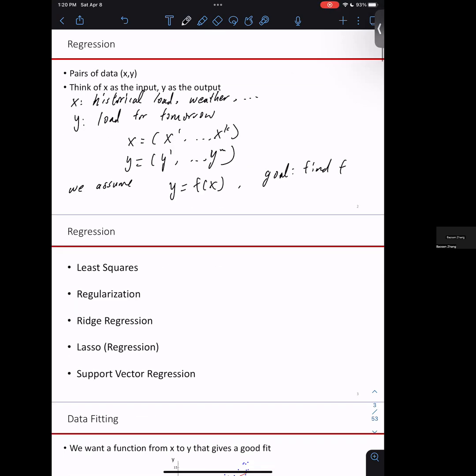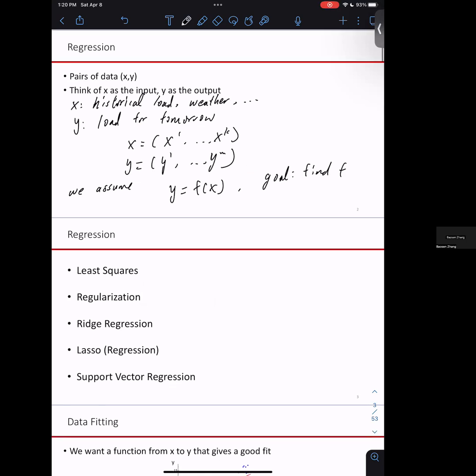Regression is a basic way to do this. The simplest one is probably least squares. Then we'll look at various types of extensions you can build on the standard least squares regression.